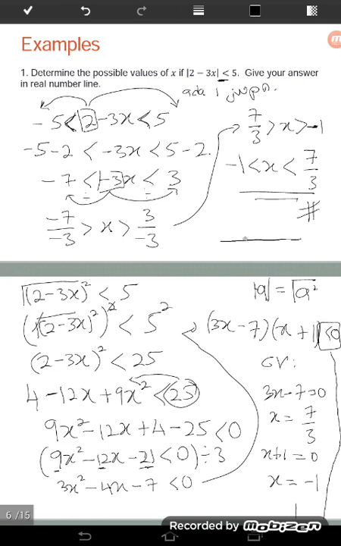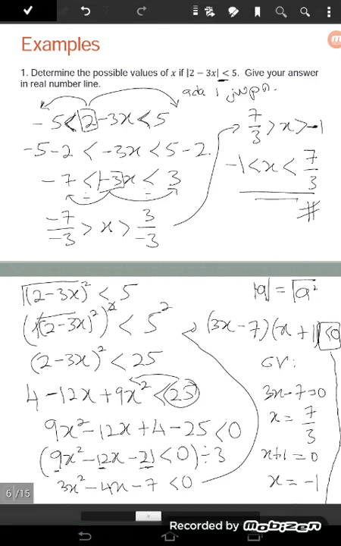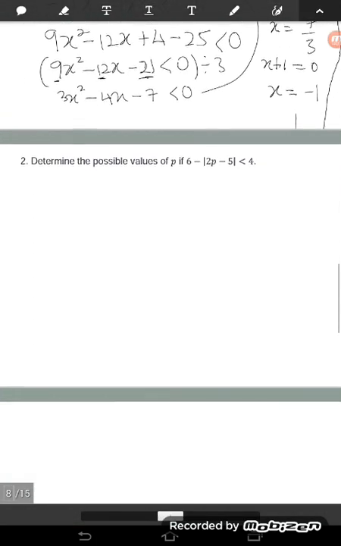So this one, negative 1 and 7 over 3. So x is in the middle, between negative 1 and 7 over 3. Circle, because there is no equal sign. And 7 over 3 also circle. Okay, so next, another example.